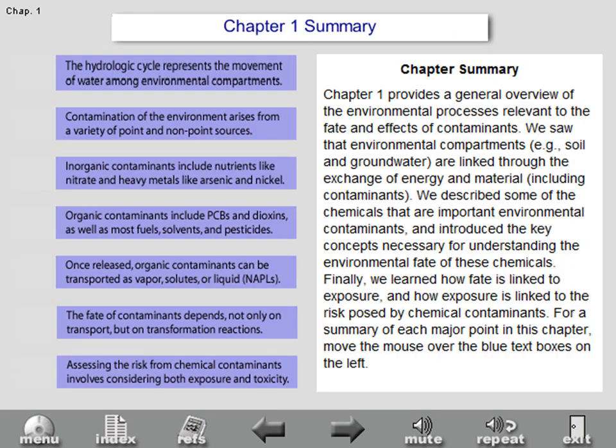This page summarizes the major points presented in Chapter 1. Move the mouse over the blue rectangles of text for elaboration on each point and its relation to the other points made in the chapter.